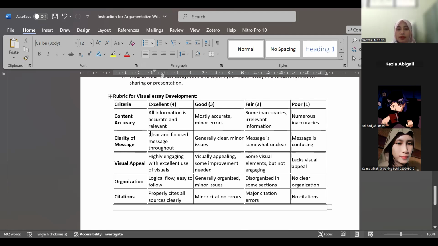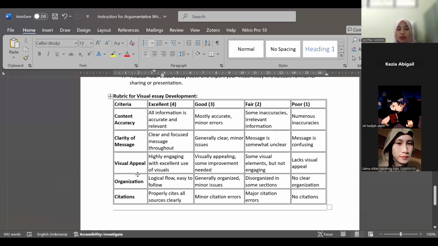These are the assessment rubric when it comes to the visual essay. Content always comes first: the information is accurate and relevant. Then the clarity of the message. Make sure that your sentences are concise. When we talk about argumentative writing, make sure that your statement is firm or assertive. In the body paragraphs, because you are delivering your argument, make sure that your argument is strong, supported by enough evidence, and so on.